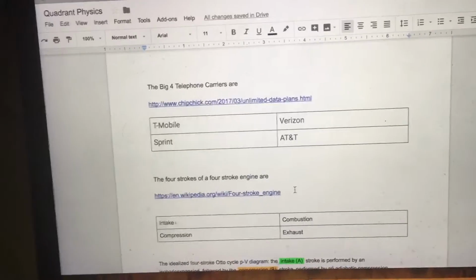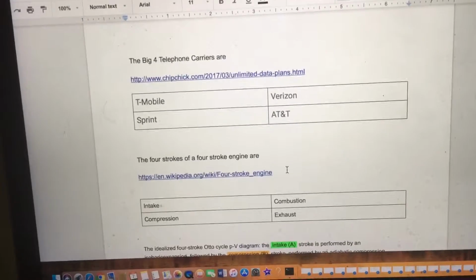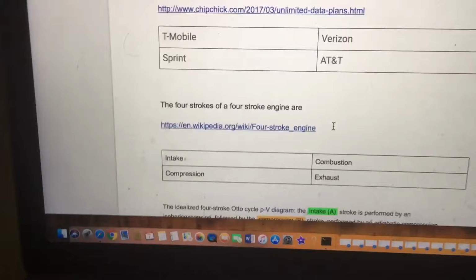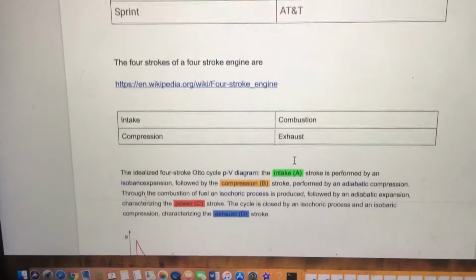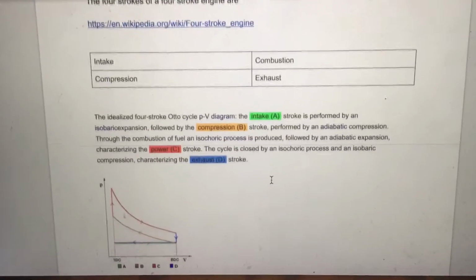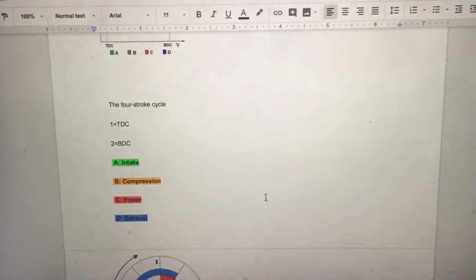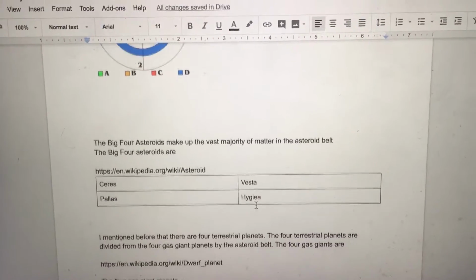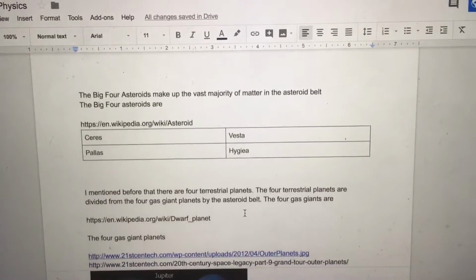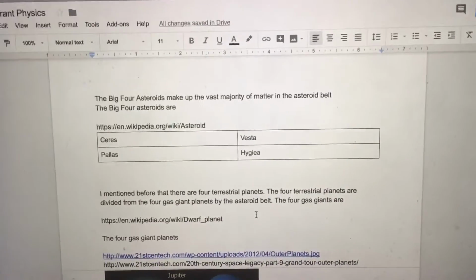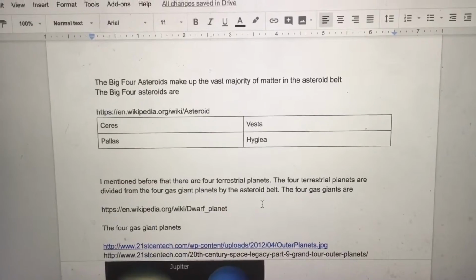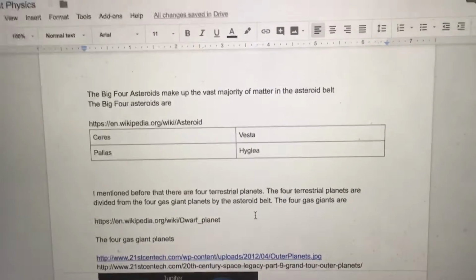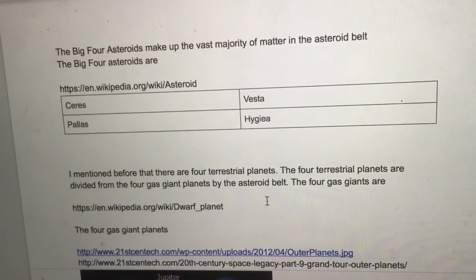The big 4 telephone carriers are T-Mobile, Sprint, Verizon, AT&T. The 4 strokes of a 4-stroke engine are intake, compression, combustion, exhaust. Here's the 4-stroke cycle. The big 4 asteroids make up the vast majority of matter in the asteroid belt. The big 4 asteroids are Ceres, Pallas, Vesta, and Hygeia.